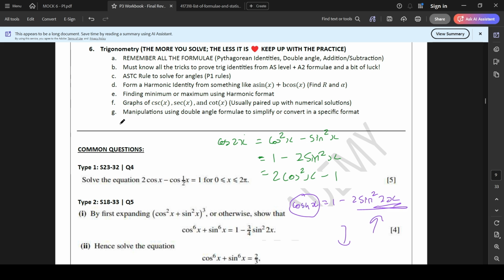Also, you should know the sine 2x formula very well. It is 2 sine x cos x. Whenever you see this kind of expression, you should know that this is nothing but your sine 2x.